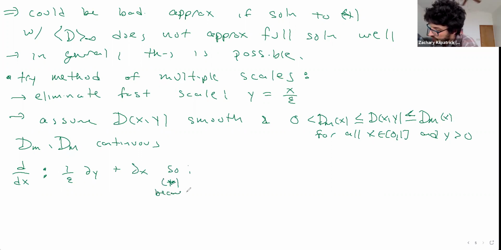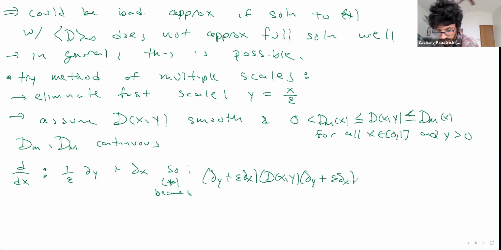Star is going to become (d_y + epsilon d_x) of d(x,y) times the partial with respect to y of (epsilon d_x u). Okay, and then I had to multiply through by epsilon in order to get rid of those 1 over epsilons up front.